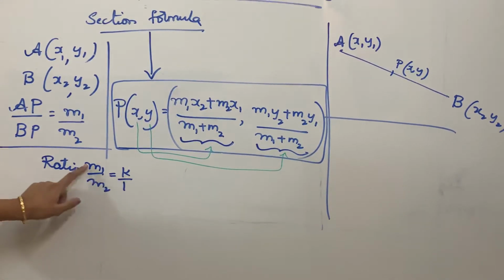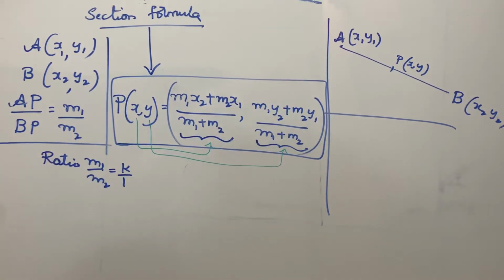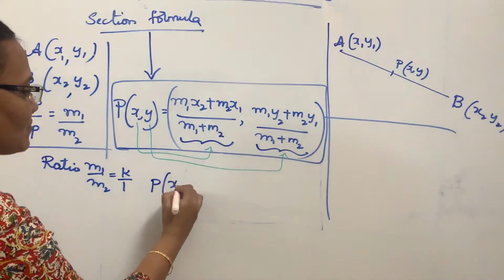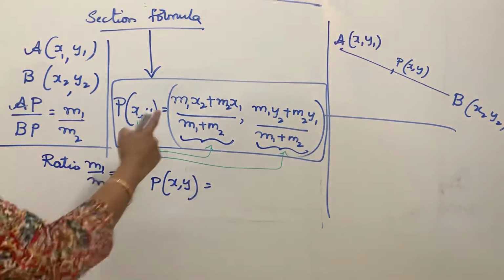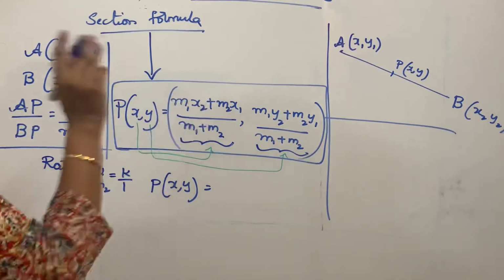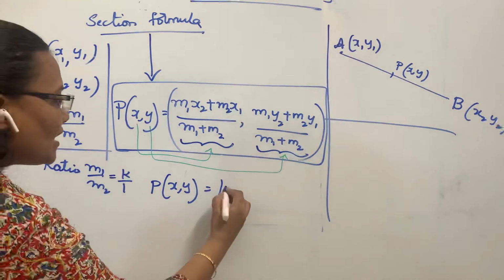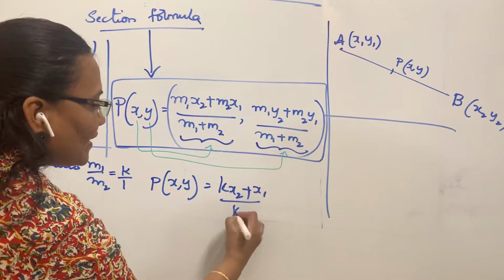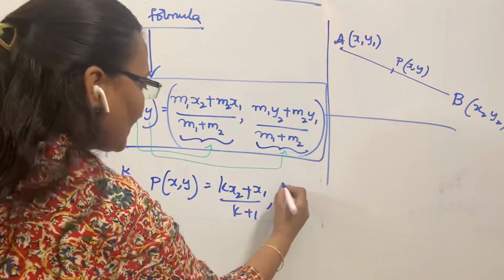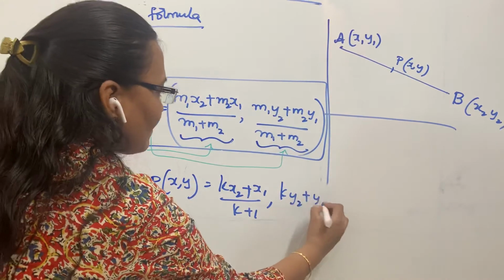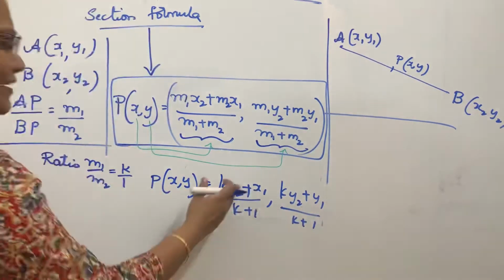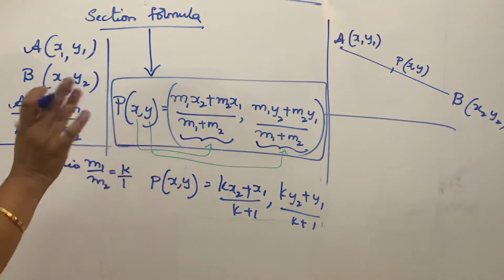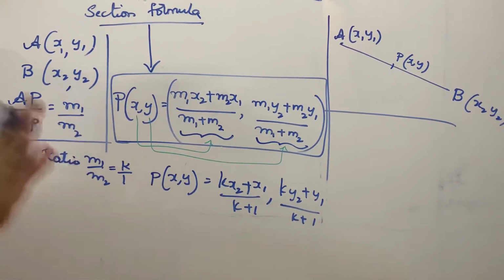We'll convert M1 M2 to k is to 1 ratio. Now what changes will happen to this formula? Let us see. P x comma y is equal to, wherever M1 is there substitute k, wherever M2 is there substitute 1. That's it. So it is k x2 plus x1 by k plus 1, and here it will become k y2 plus y1 by k plus 1. Here two variables are getting reduced to one variable, nothing else. Still, if you want, you can stick to the original formula and do it.